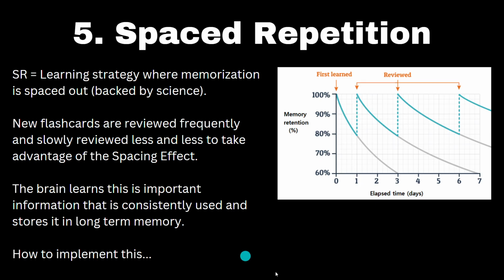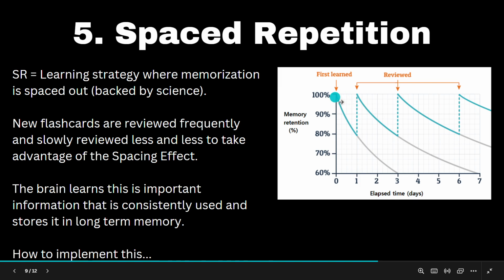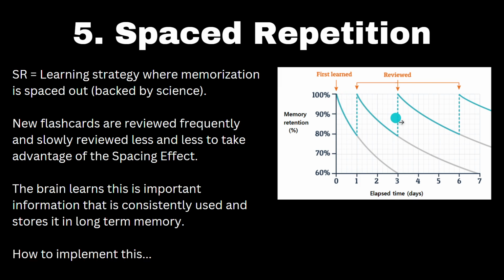So the amount of times you learn something, for example, is more frequent at the start, and then as time goes on, you spread it out. This takes advantage of the spacing effect, which is an actual evidence-based thing with learning, where you review something less and less often, and your brain gets used to it and stores it in long-term memory as useful information.